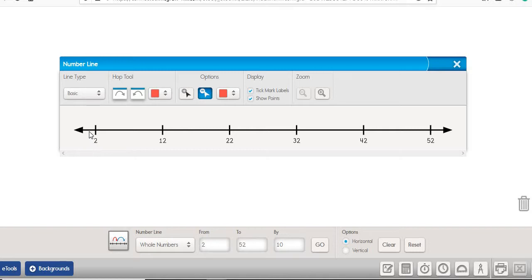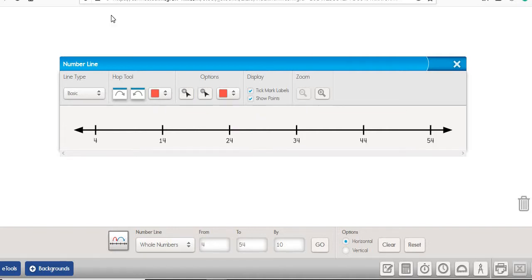So if we start with 2 to skip count by 10, 2 plus 10 equals 12. And 12 plus 10 equals 22. And then 32. And then 42 plus 10 equals 52. So we can skip count starting with any point. We don't have to start with 0 every time. We can start with 4 instead of 2.